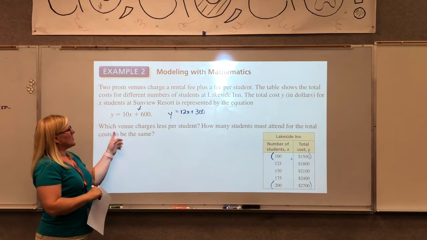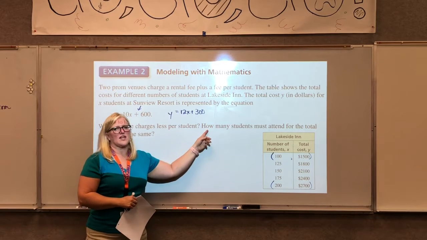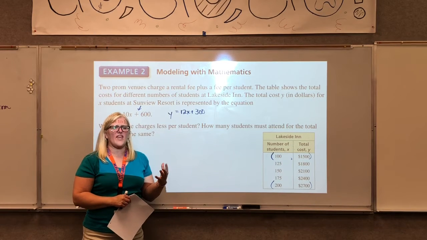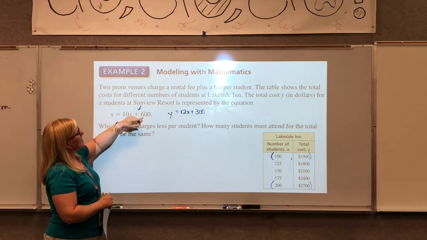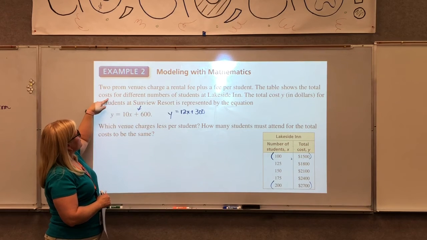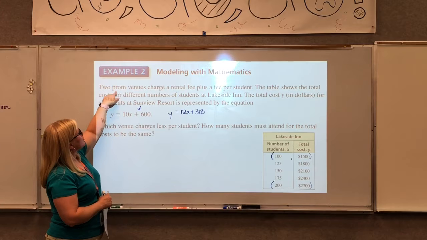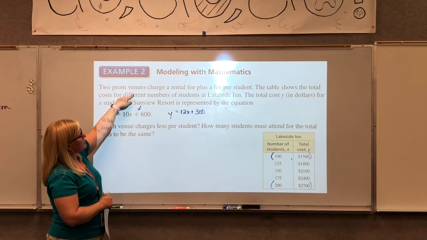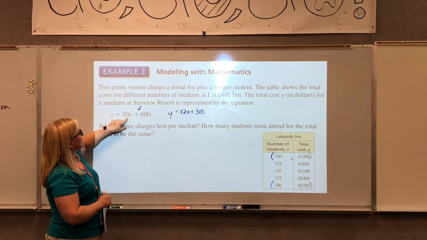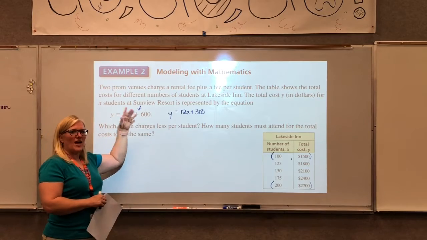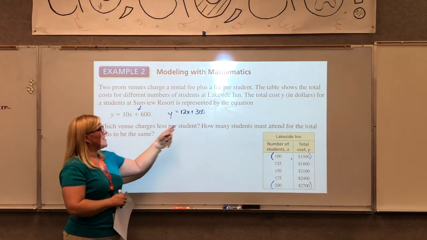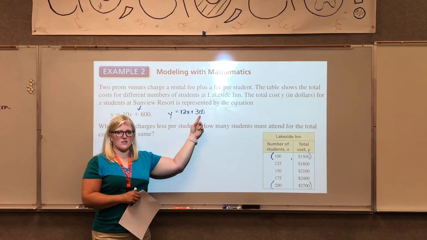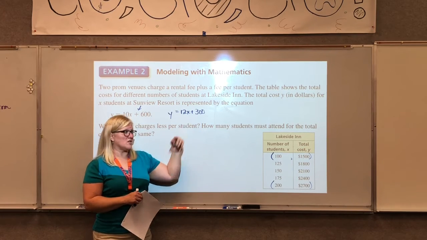Okay, so it says which venue charges less per student? So we need to remember what that slope stands for. Two prom venues charge a rental fee plus a fee per student. This is the fee per student. This is the fee that they pay at the very beginning, like the down payment, and then it's $10 per student. This one is a $300 down payment, and it's $12 per student.